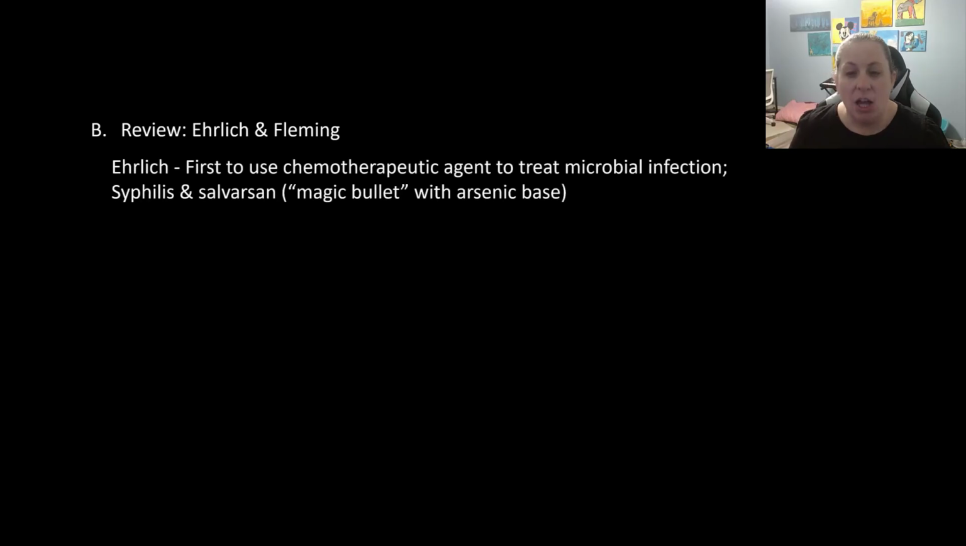So a quick review here. We have Ehrlich and Fleming. We talked about these scientists in previous chapters, but I do want to hit on them again because they play a key role with this topic. First, you have Ehrlich, who was the first to use chemotherapeutic agents to treat microbial infections. He used this to treat syphilis, and it's that salvarsan we talked about. This is what they thought was the magic bullet to treat a lot of different infections, but remember it had an arsenic base, which was also very toxic to us. So it didn't just kill off the bacteria, it also hurt the host.